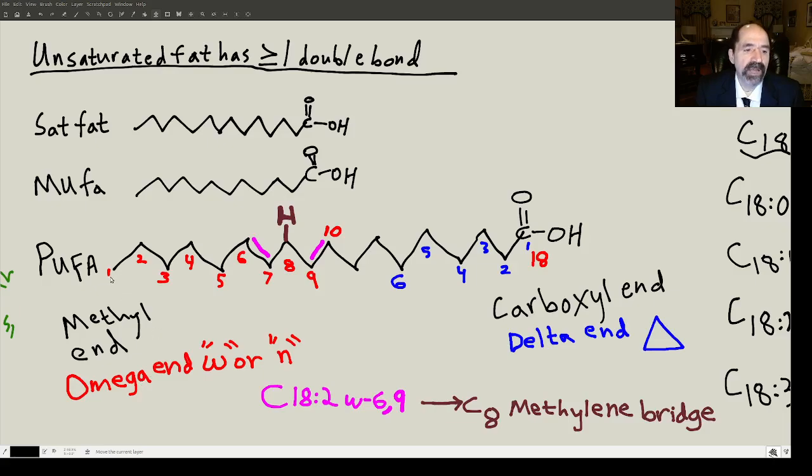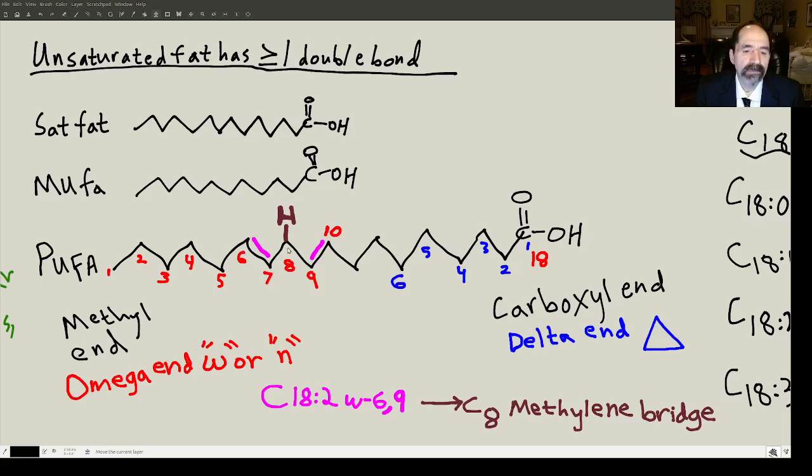Counting from this side, this first carbon by our word PUFA is carbon number 1, carbon number 2, carbon number 3. If the double bond is at the carbon number 3 position, that would be an omega-3 fat. If the double bond, as we have drawn here, is at the 6th position, that's an omega-6 carbon. N can also be used to indicate the omega carbon in some nomenclatures, but W is the standard omega letter. Okay, so we have a double bond there at 6, so this is an omega-6 fat.